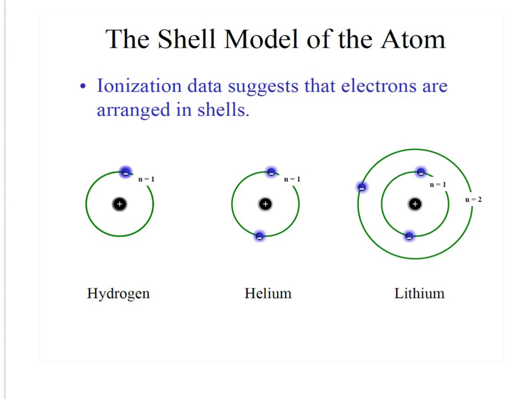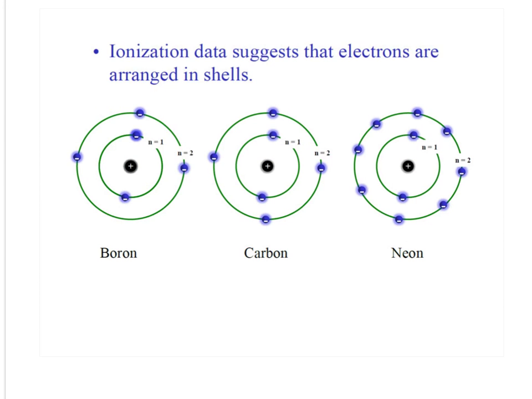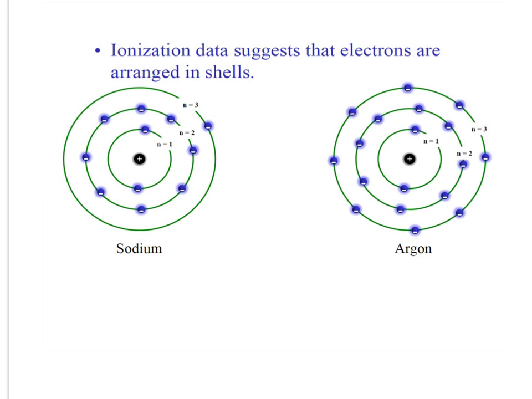So in the N equals 1 shell, the first shell, it can hold up to 2 electrons. Moving left to right across the second period, 8 electrons can be added to the N equals 2 shell. So the second shell can hold up to 8 electrons. Moving from left to right across the third period, 8 electrons can be added to the third shell. We know that the third shell can hold 18 electrons right now, but we'll talk about that later.